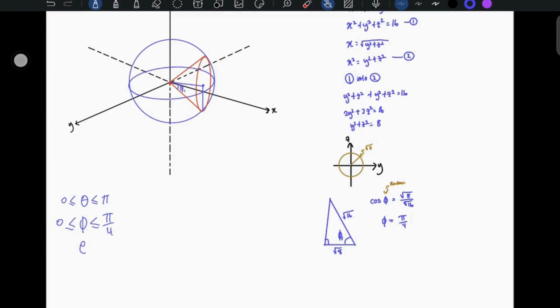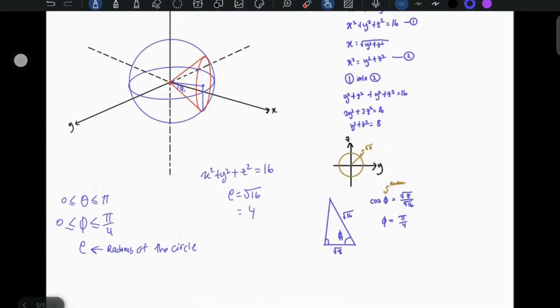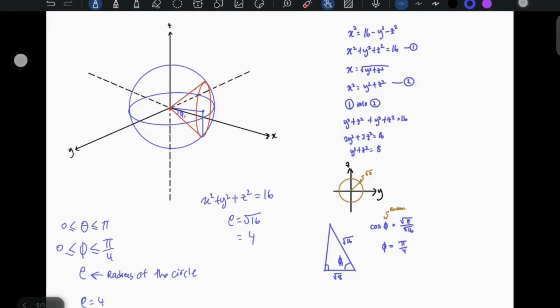For the rho, we know that rho is the radius of the sphere. So we use the sphere equation, which is x squared plus y squared plus z squared equals 16. So the radius is the square root of 16, which is 4. So all of this we already have.